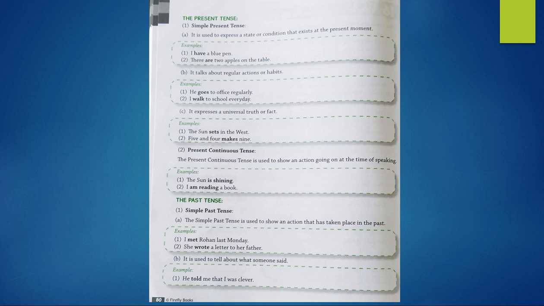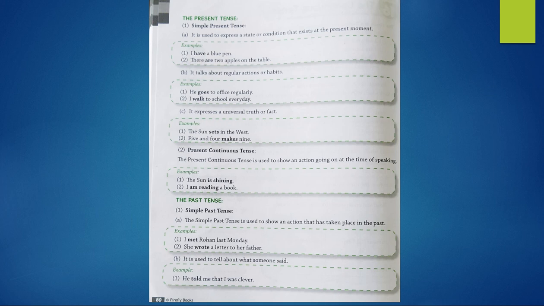I walk to school every day. So here every day is there, regularly is there. From that you can make out that it is simple present tense. And you have to use the present tense form of the verb. It expresses a universal truth or fact. The sun sets in the west. 5 and 4 makes 9. So here sets, makes. So from this you can make out it's a simple present tense.